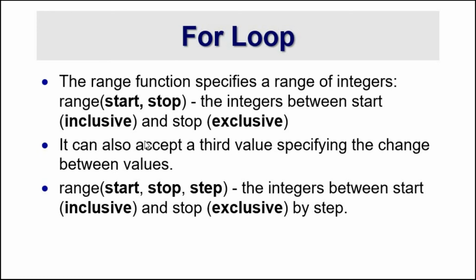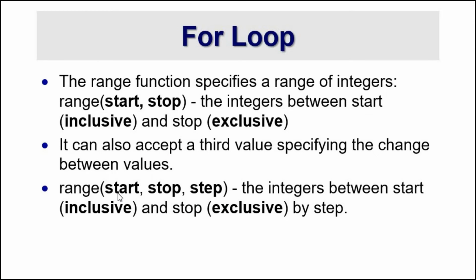It can also accept a third value specifying the change between the values. So the third value will specify how the values should change. The third value can tell the loop that the change in the values can be odd or even according to the given value, or it can be a change of 2 or a change of 3. So let's do this example. Now, in the third point, range takes start, stop and step. The third value is step, and the integers go from start, which is inclusive, to stop, which is exclusive, as we discussed earlier, by step. So let's do this example as well.